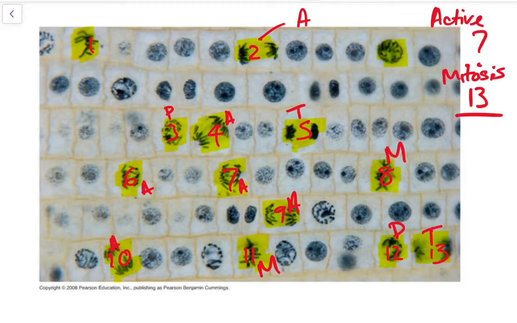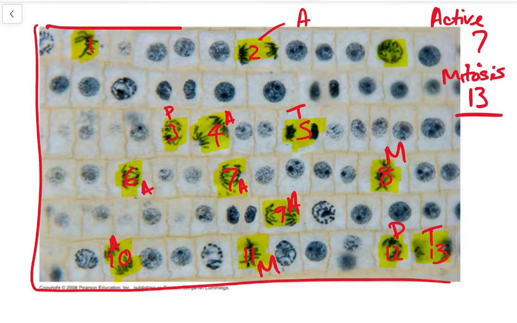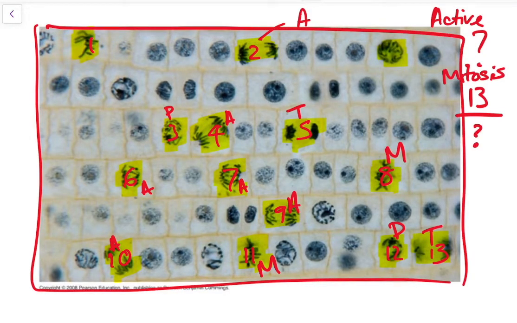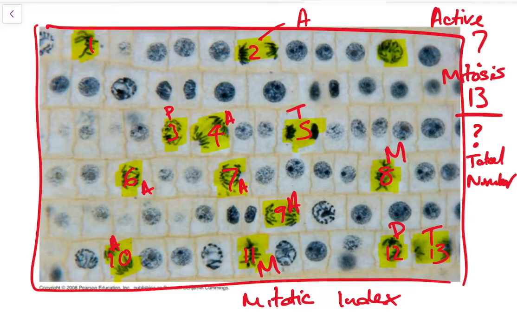Now if we do that number, the number of cells which are in mitosis, out of the total number for the whole picture, whatever that might be, then that will give us our mitotic index. So a mitotic index is the number in mitosis divided by the total number. Now let's say that number was 100, we would do 13 over 100, and that would give us our mitotic index, which is going to be 0.13. So the higher that number, the more active the tissue is in mitosis in terms of growing, dividing.